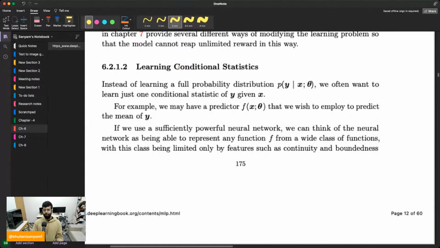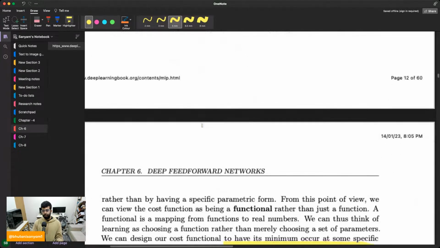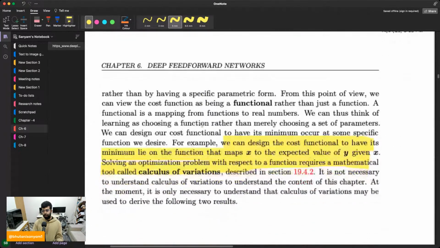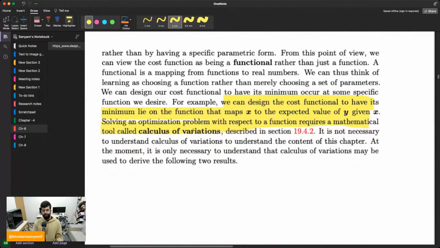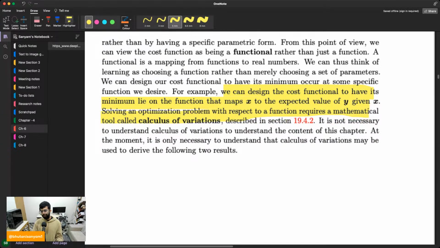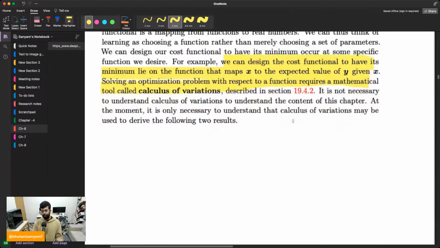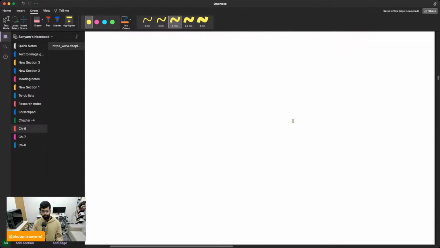After this, they talk about learning conditional statistics. So they say we can design the cost function to have its minimum lie on the function that maps x to the expected value of y. Solving an optimization problem with respect to a function requires calculus of variations, which is introduced in a later chapter. So it's not introduced in this chapter at least.